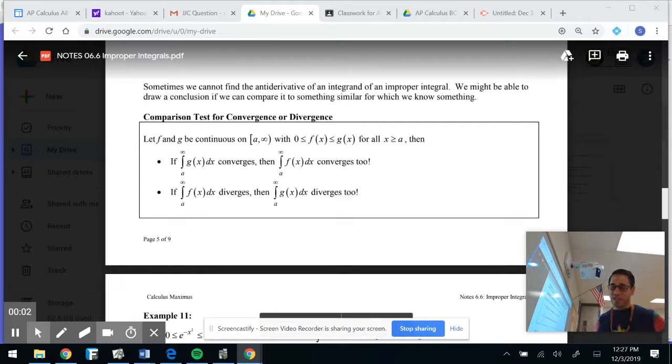Improper integrals continued, okay? We're on example 11, and I got the best mints ever.